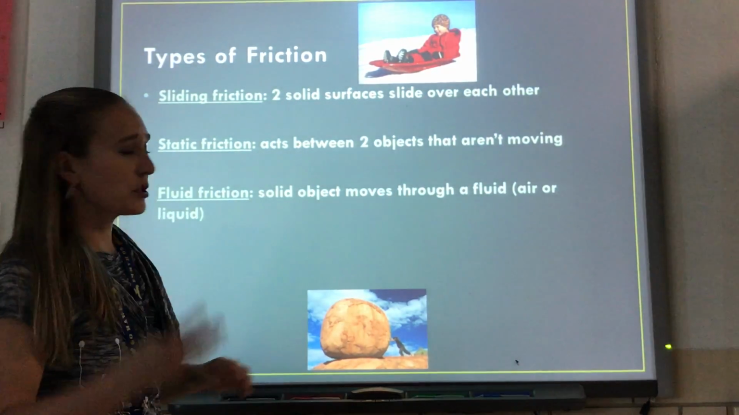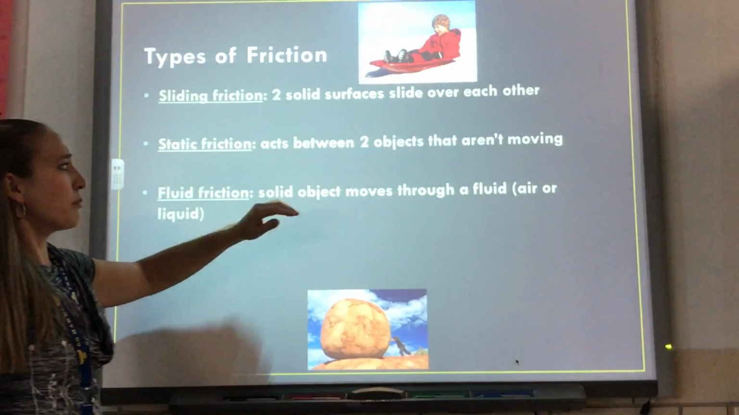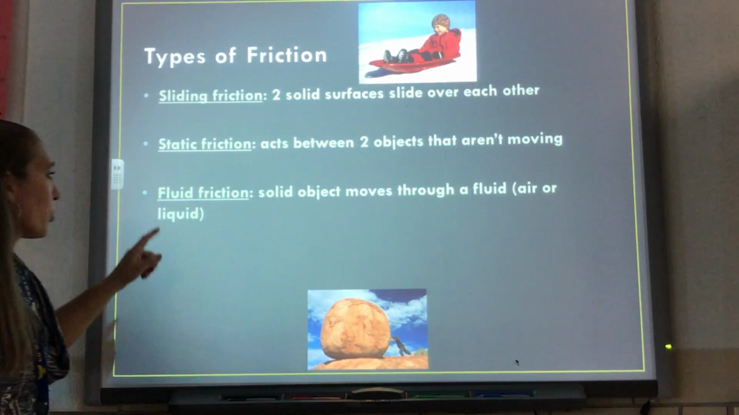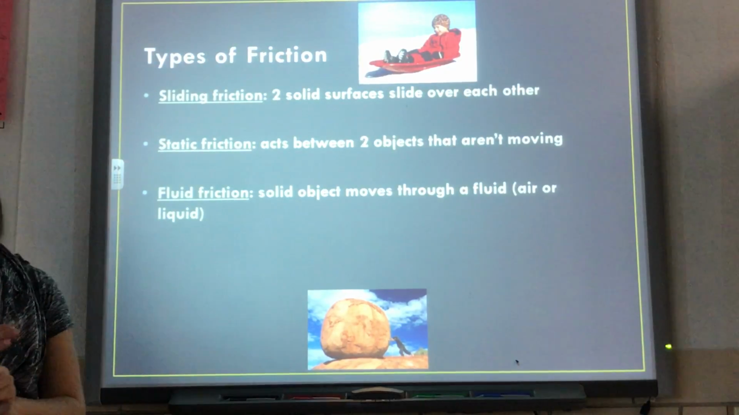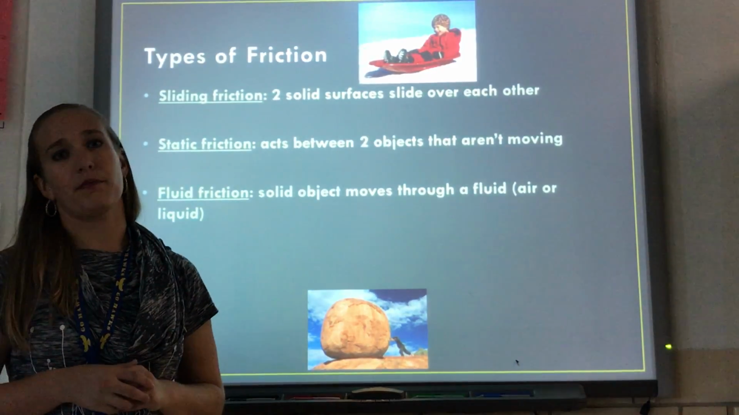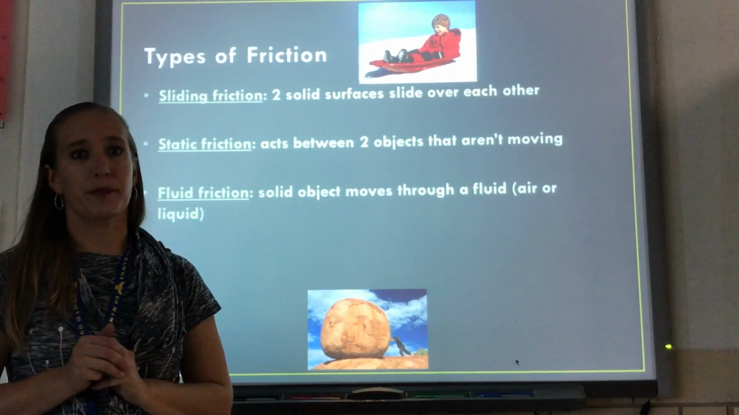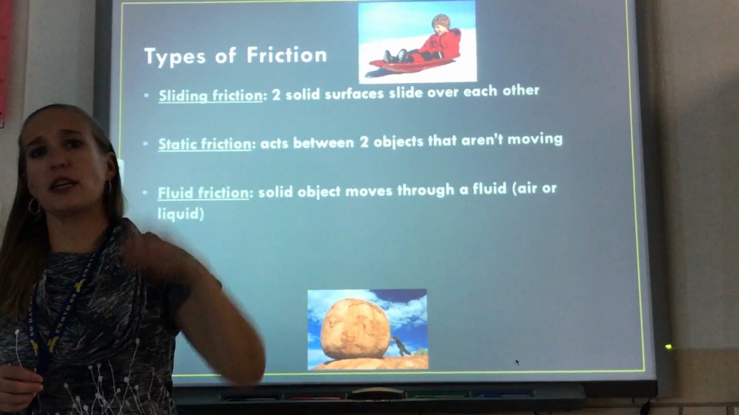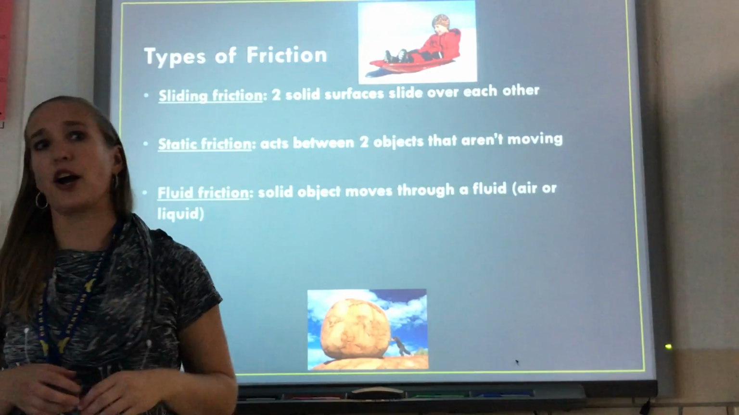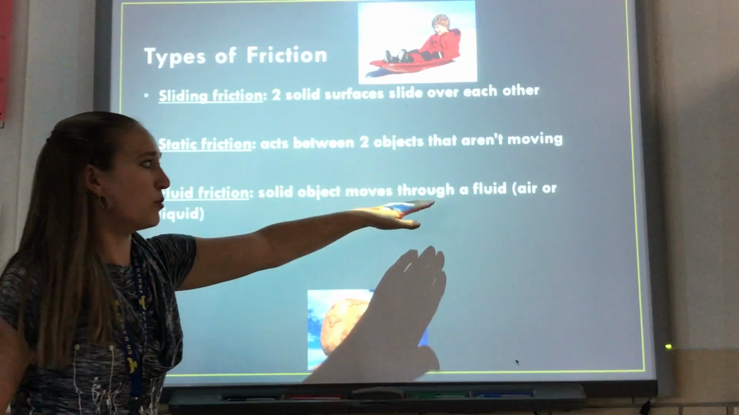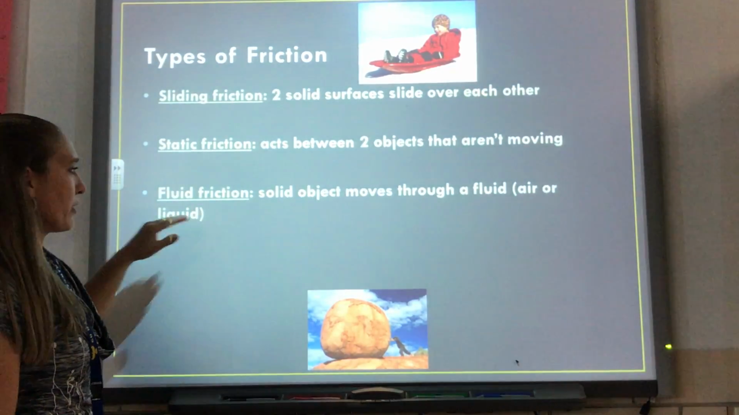Fluid friction is the 3rd type. This is a solid object moving through a fluid. A fluid is considered air or a liquid. So a bird flying through the air is fluid friction. A fish swimming in water. A ball, maybe a baseball or a football being thrown through the air. All fluid friction. A solid moving through air or a solid moving through water.